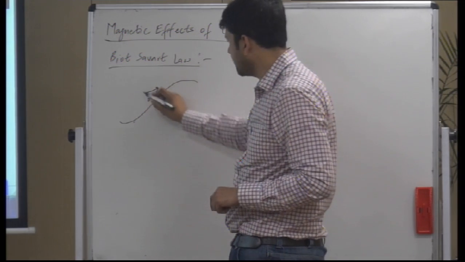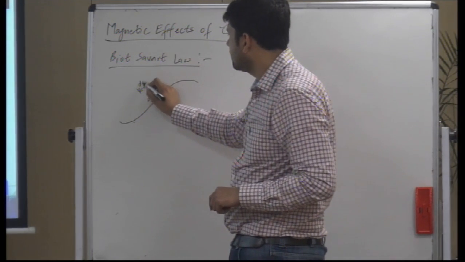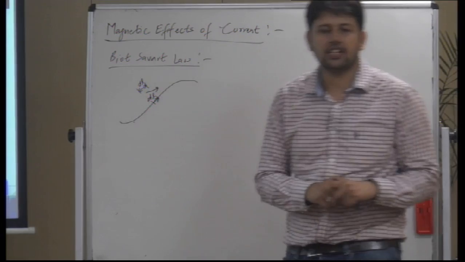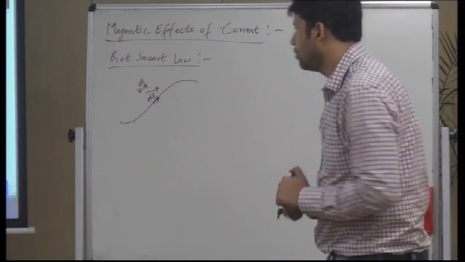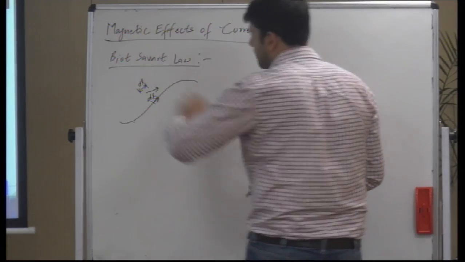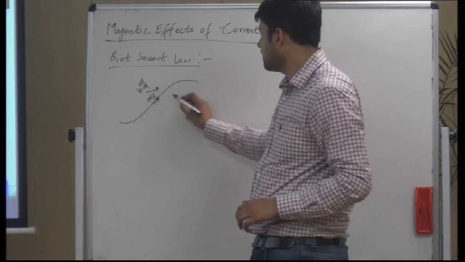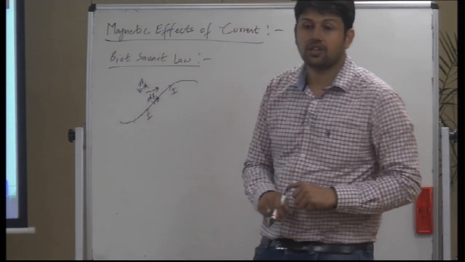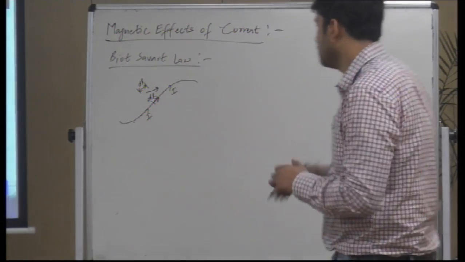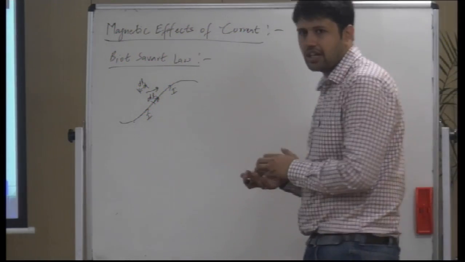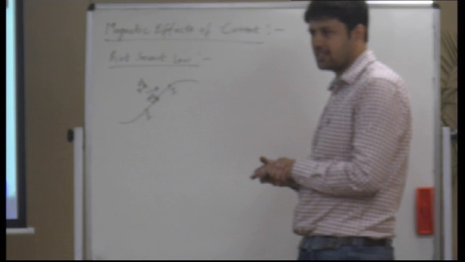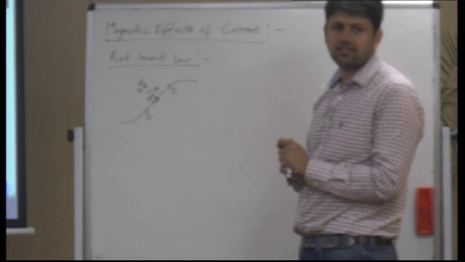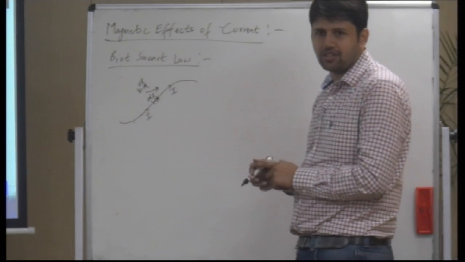The length is dl, but I define a vector dl vector whose magnitude is equal to the length of the segment and whose direction is along the current. Okay, since current is a scalar, we cannot use it as a vector. It is a scalar and has a direction. So we define another vector which uses the direction of current.